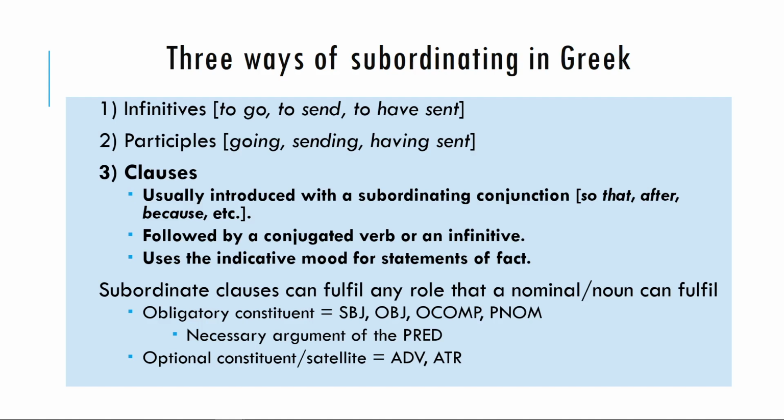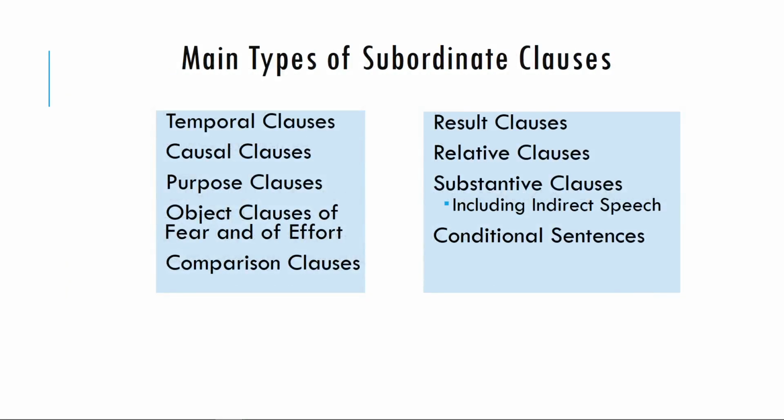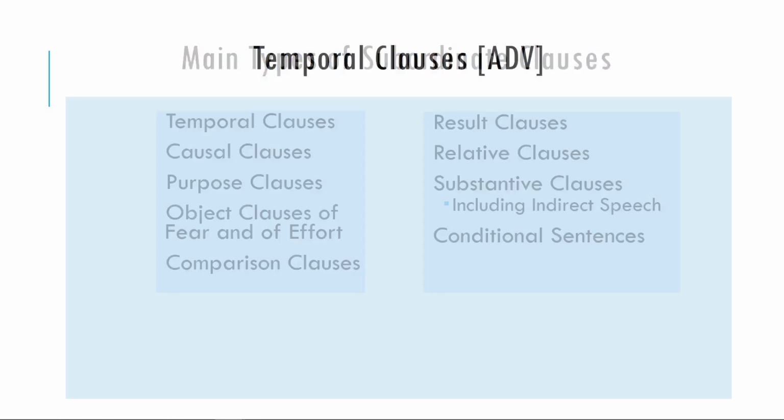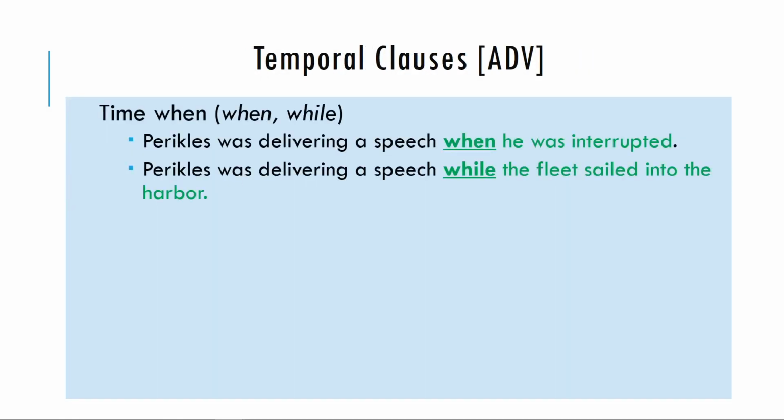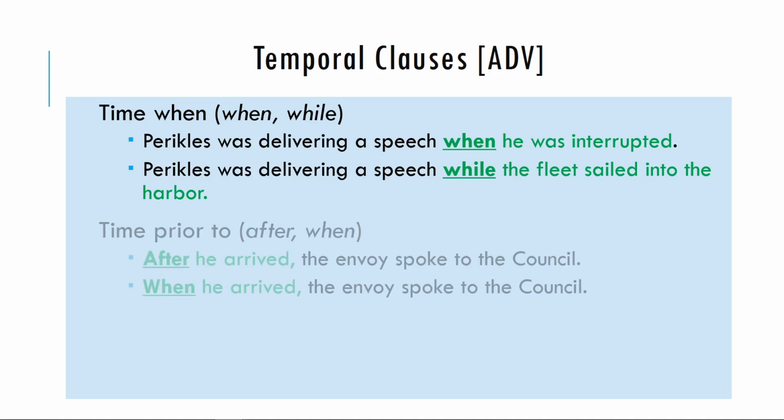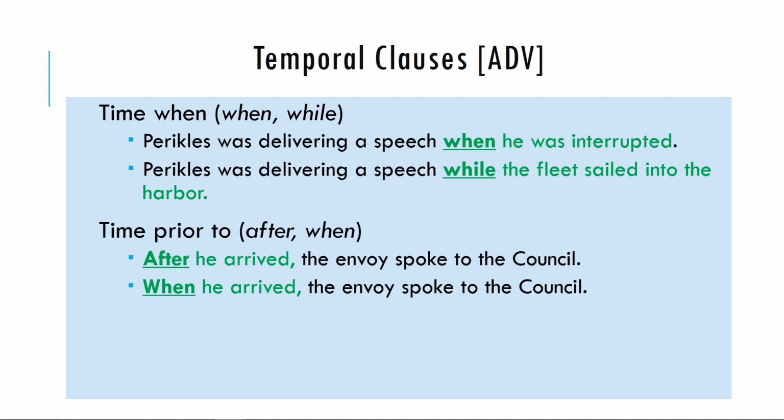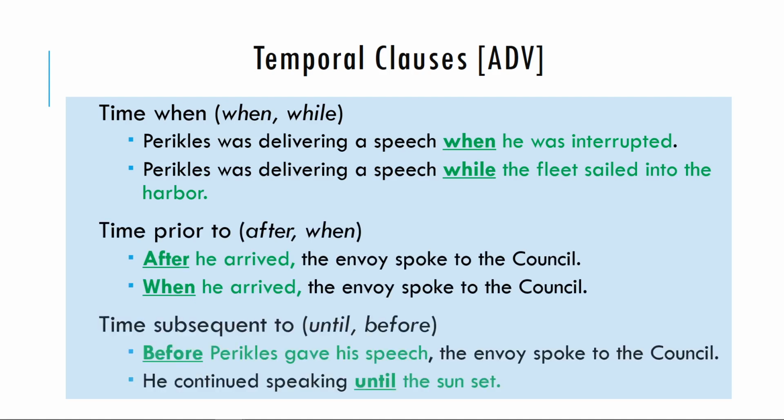Now, there are main types of subordinate clauses. Most of these are self-explanatory, and I want to go through them one by one and talk about what they are. But these are the terms I'll be using a lot, and so you should become familiar with them. Temporal clauses are pretty obvious. They have to do with time, right? So any clause that has to do with a time is called a temporal clause. It can be the time when something has happened, or it can be the time after something has happened, or it can be the time subsequent to something happening.